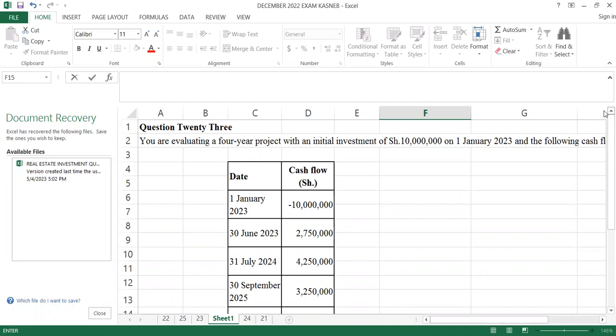Our focus today is NPV and XNPV in Excel.